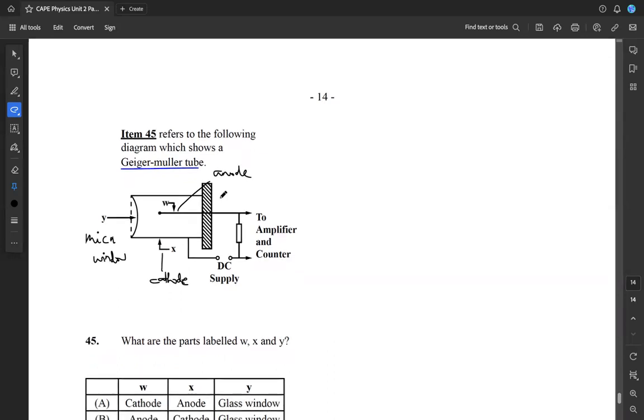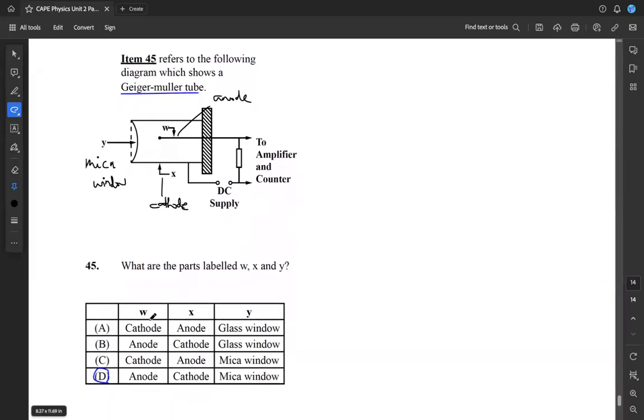So let's see. What are the parts labeled W, X, and Y? So what did we say? W is our anode. So that's here. X is our cathode. That's the tube itself, the cylindrical tube. It's X. So that's the cathode. And then the Y is our mica window through which the ionizing radiation is going to go.